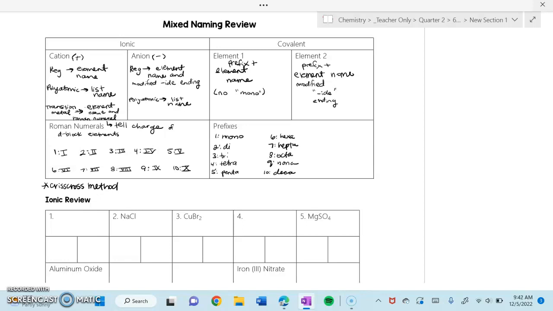So there's our recap for both of these, and then one note on covalent: if diatomic, just use the element name, not dioxide or dioxygen. O2 would be oxygen.